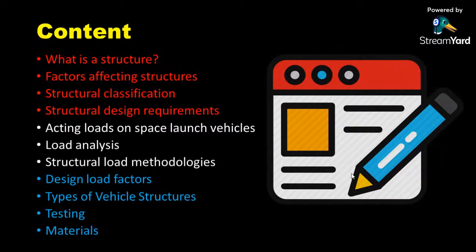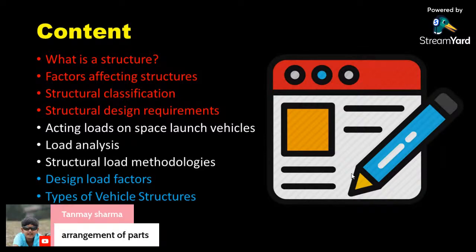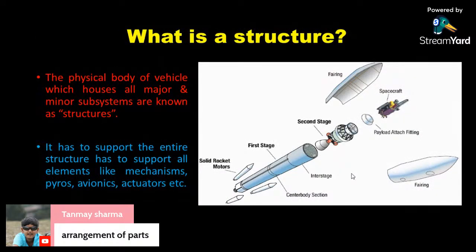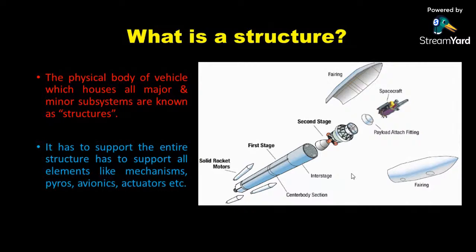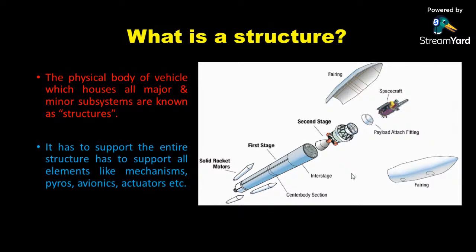Yes, Dr. Rudy has rightly said components of the vehicle. So, arrangement of parts, right, Tanmay Sharma? So, yes, let's begin. Arrangement of parts, elements to form a complete body is a structure. However, aerospace structures differ from other structures due to their high demands for performance and lightweightness. The structure of rockets consists of various mechanisms, pyros, avionics, actuators, etc. The study of structures involves thorough knowledge of material limitations, structural stability, and strength considerations.